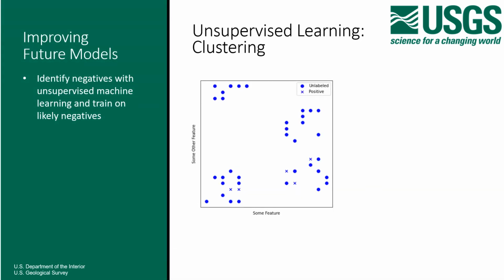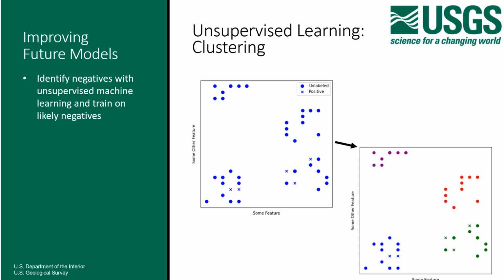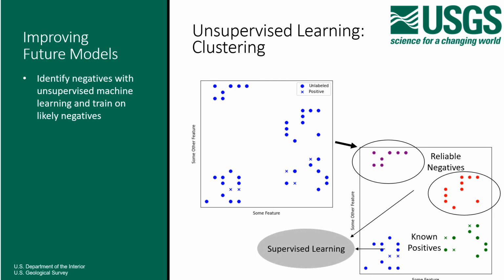Before we wrap up, I'd like to talk about the direction of future work. One such direction is trying to find some negatives to train from so we don't have simply positive and unlabeled data. One way of doing so is using clustering. If we cluster the data and find that some clusters have no known positives, whereas other clusters have known positives, we can take the clusters without known positives and call those reliable negatives. We then feed those reliable negatives into a supervised learning algorithm along with their known positives and ideally produce a better model.